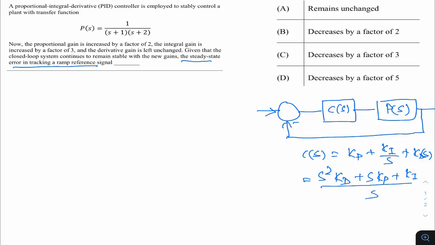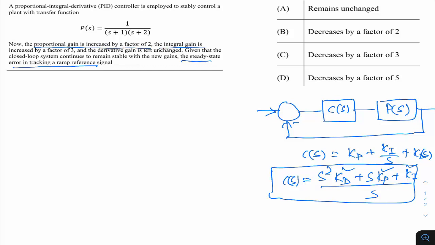Right? This is the transfer function of the PID controller, C of S. So the data first given are the gains, Kp, Ki, Kd. These gains are being altered. Here it is said that the proportional gain is increased by a factor 2. That means Kp becomes 3 Kp.